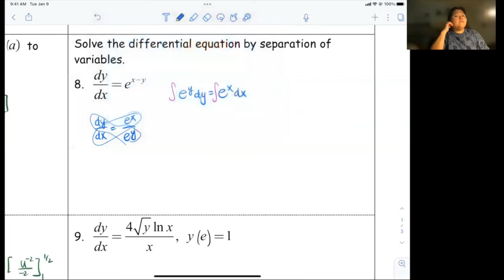And to remind yourself, e to the x should be your favorite thing so far, because e to the x, the derivative is e to the x, hence your integral is also e to the x. So integral e to the y is e to the y. Integral e to the x is e to the x. Don't forget your plus c. Again, remember to remind yourself that the constant is only added to the independent variable side.